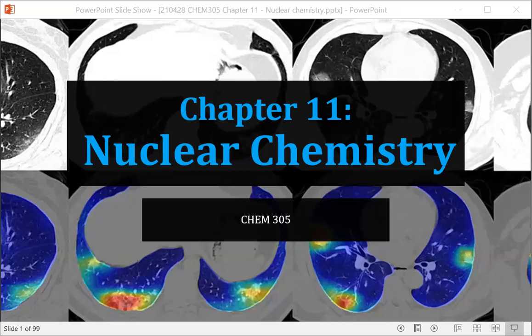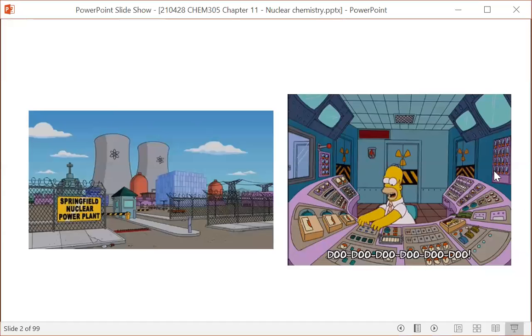Hey everybody, welcome back. This is the beginning of Chapter 11, which is all about nuclear chemistry. So you may think of nuclear chemistry, and at least me, I can't help but think of The Simpsons, and we'll actually be talking about nuclear reactors and fission reactions as we get towards the end of this chapter.